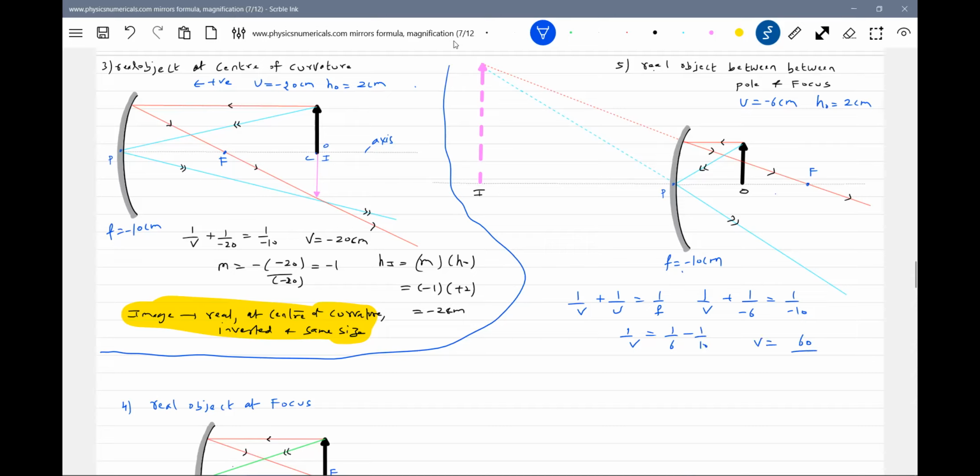So V will become 60 by 4, or 15 by 2. No, sorry, 30 by 2, or it will be 15. That is 10 minus 6 by 60. So this will be 15 centimeter. Okay, look at this one. So where is the object? The object is somewhere here between pole and focus. Where is the image? I'm getting plus, which means on the right side of the pole here.